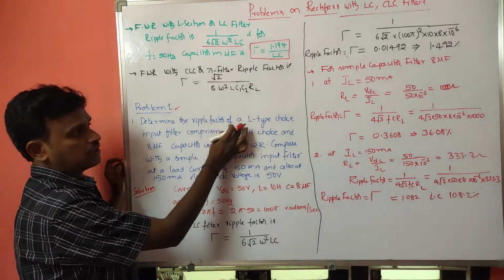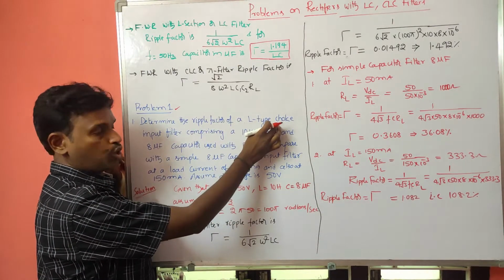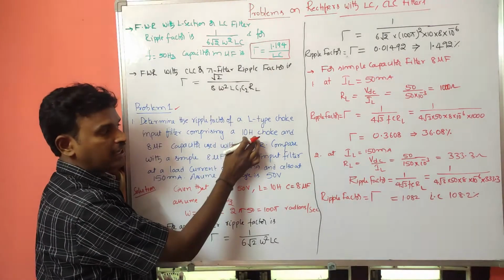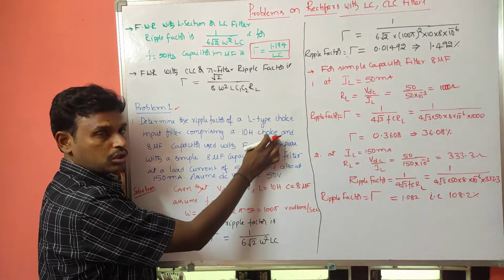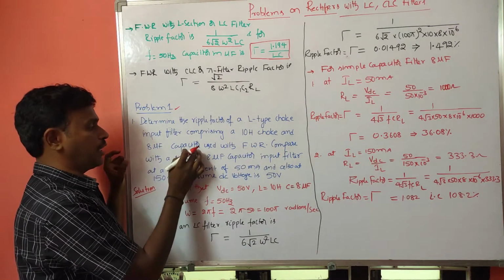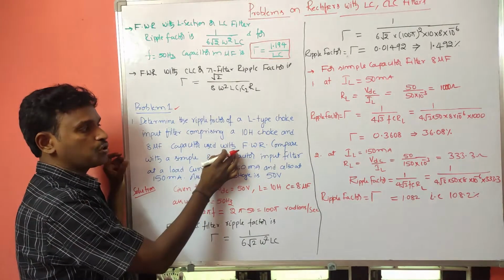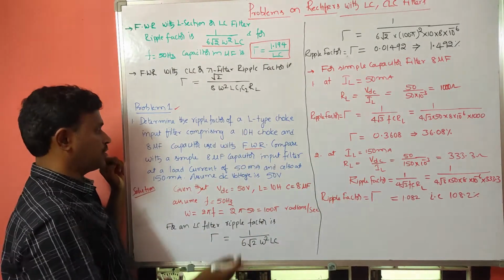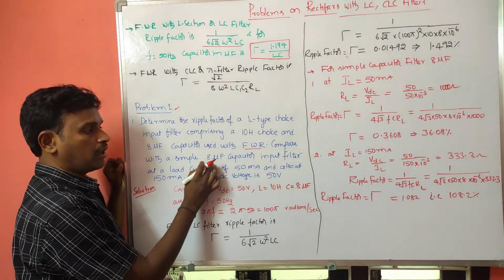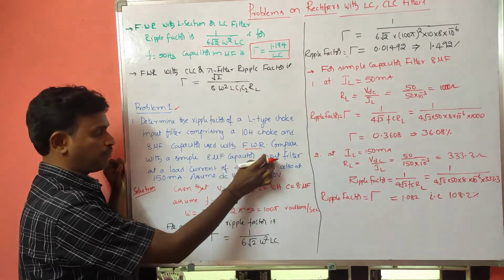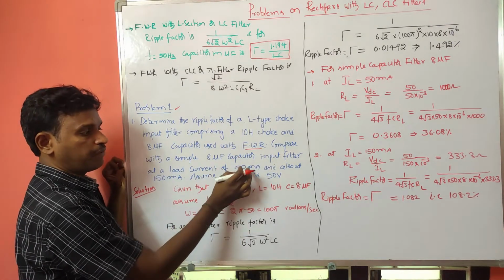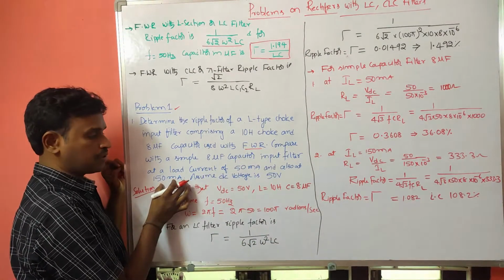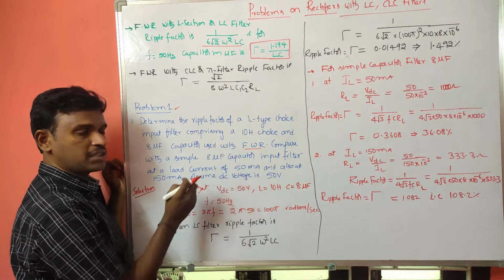Determine the ripple factor of a L type choke input filter comprising of a 10 Henry choke and 8 microfarad capacitor used with the full wave rectifier. Compare with a simple 8 microfarad capacitor input filter at a load current of 50 milliamperes and also at 150 milliamperes. Assume that DC voltage is 50 volts.